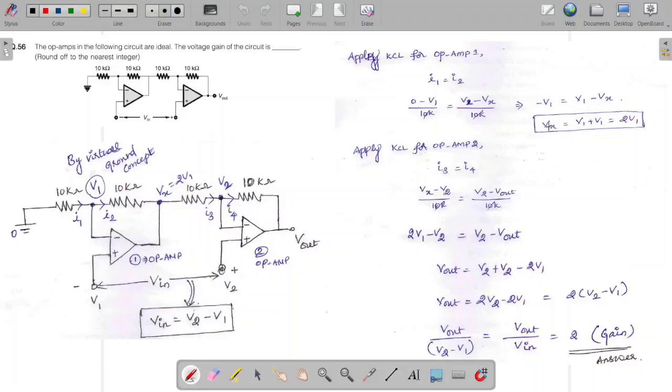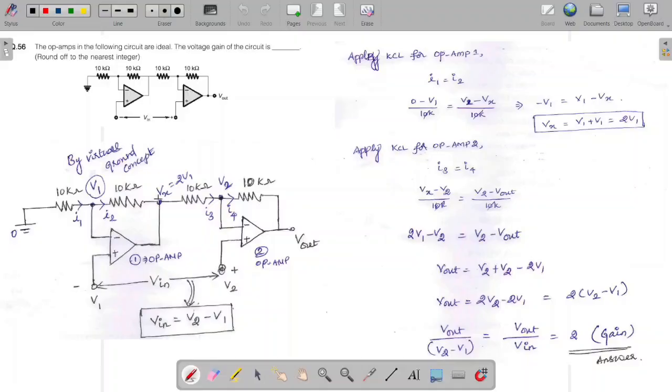Rearranging the equation, we will get Vx is equal to 2V1. Next, I am applying Kirchhoff's current law for operational amplifier 2 at node V2. Here also I have taken the incoming current as I3 and the outgoing current as I4. Kirchhoff's current law says the sum of the incoming currents is equal to the sum of the outgoing currents. Here we have only one incoming current, I3, and one outgoing current, I4. So we have written it like this.